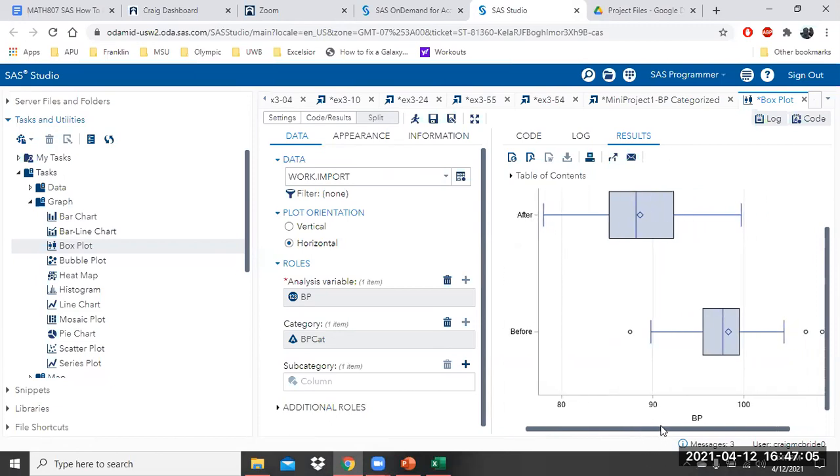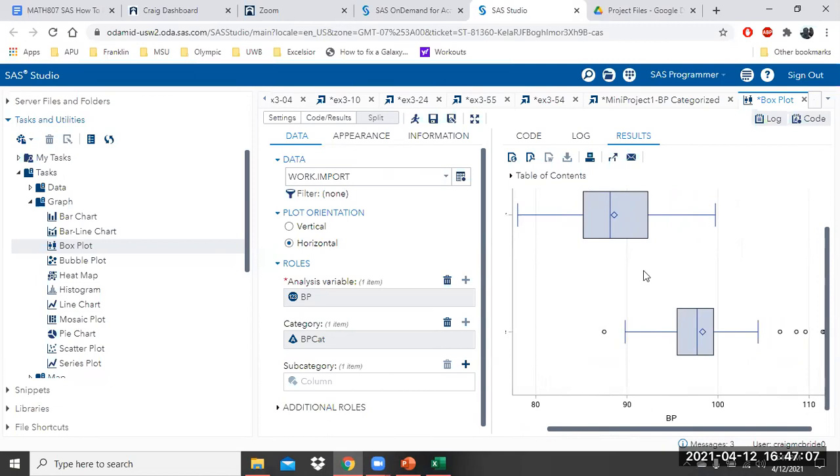So we can see very quickly and very easily that after they took the drug, their BPs all pretty much fell. The max is lower, the Q3 is lower, the median is lower, the Q1 is lower, the min is lower. The entire box plot is basically shifted to the left. So that would be something you could discuss in the mini project, as to what you see from the data. Okay, so that's the box plot one.